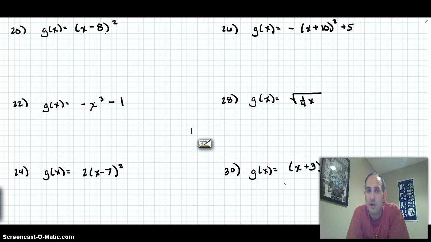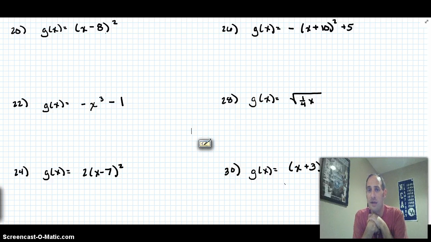For instance, number 20, number 26, number 24, those all have some version of a parabola in them. They're all in vertex form of a parabola, which makes it easy to identify transformations. But the parent function for all of those would be f of x equals x squared. If you look at 22 and 30, those both have something cubed in them, so they're going to end up being a cubic equation, which the parent function would be f of x equals x cubed.